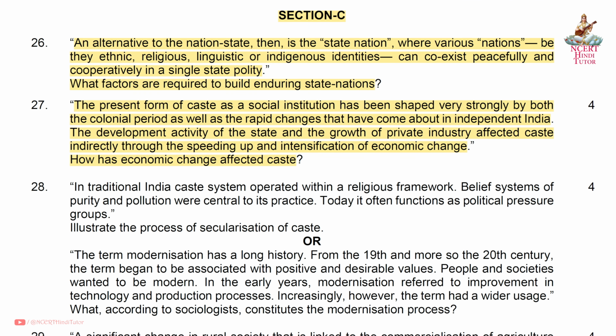Question 28. In traditional India, caste system operated within a religious framework. Belief systems of purity and pollution were central to its practice. Today, it often functions as political pressure groups. Illustrate the process of secularization of caste.